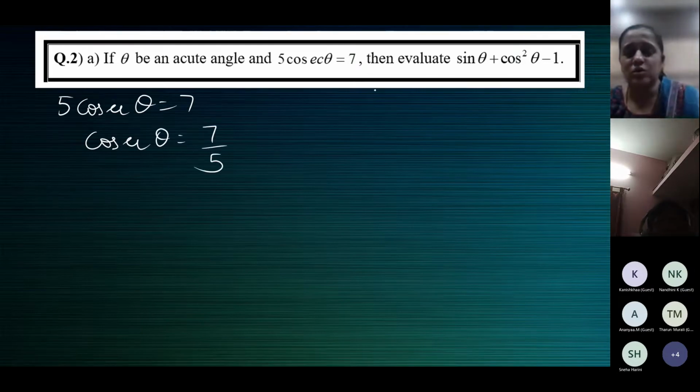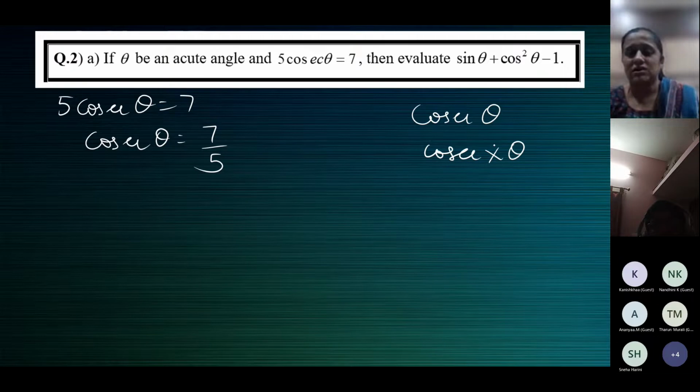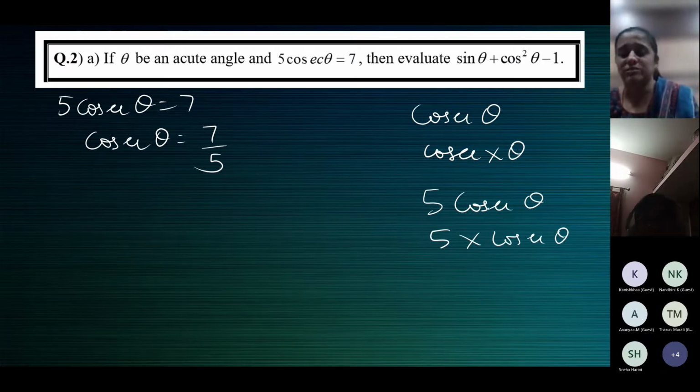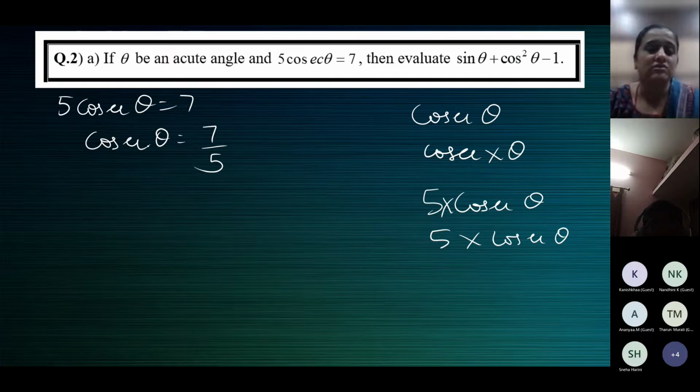See, this cosecant theta is not cosecant into theta, but 5 cosecant theta is definitely 5 into cosecant theta. 5 and cosecant theta are separable. 5 cosecant theta meaning 5 into cosecant theta. So 5 cosecant theta is 7, which means cosecant theta is equal to 7 by 5. 5 comes to the other side for division, 7 by 5.